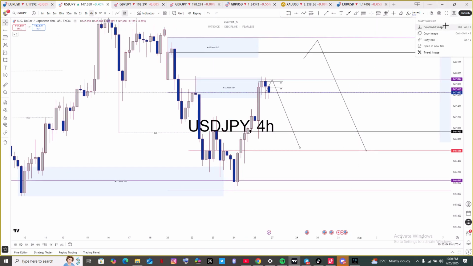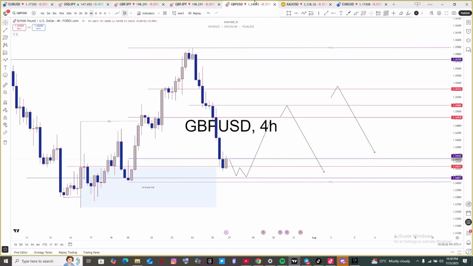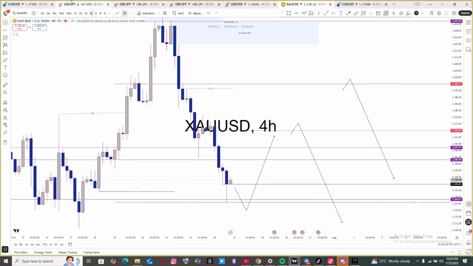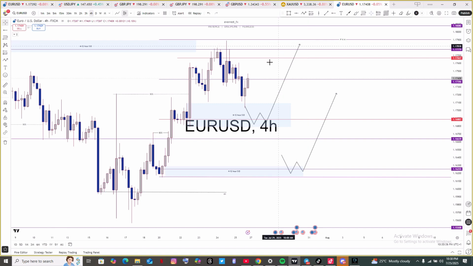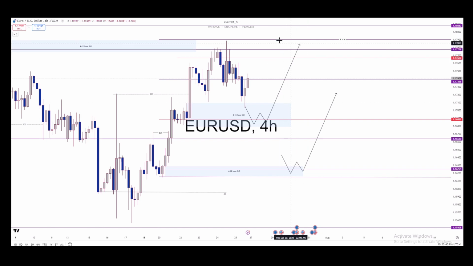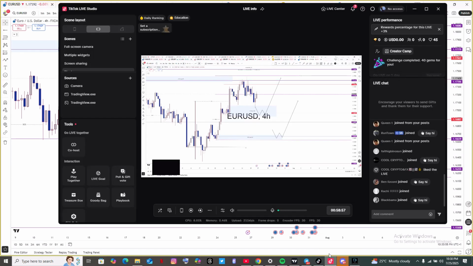So that is all. That's all for our weekly outlook. On USDJPY, I'm expecting sell, buy, sell. On GBPUSD, I'm expecting a buy to sell. On gold, I'm expecting buy to sell. And on EURUSD, I'm expecting buy from here, buy from here. And when the market gets to this place, then I will decide whether to keep buying or sell. So that's all for our weekly outlook.